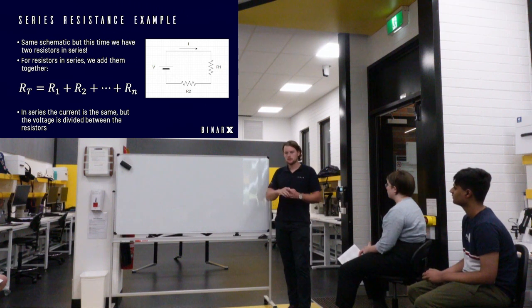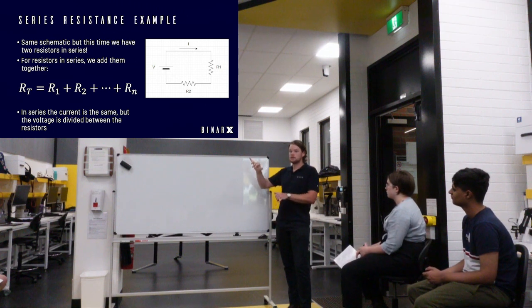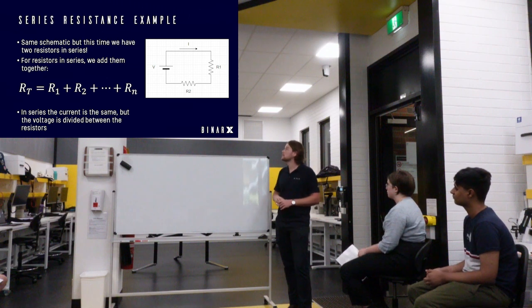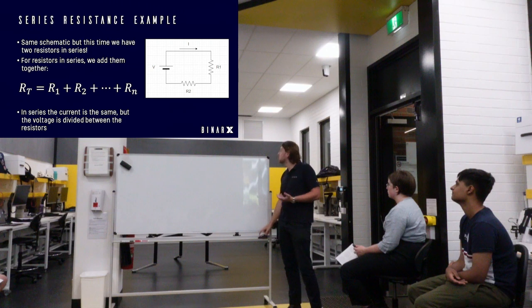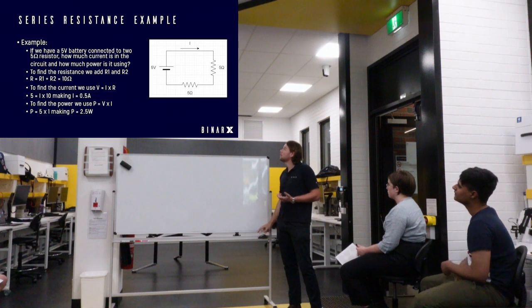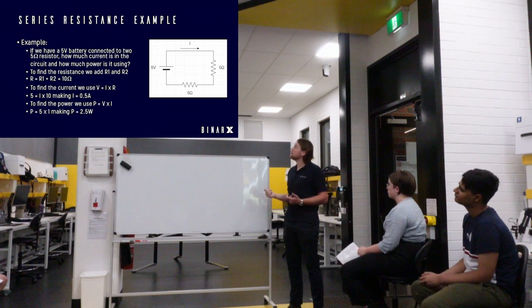So in series, voltage is separated depending on the ratios of the resistors, whereas current stays the same. This does change when we go into parallel, but here's your example of that.